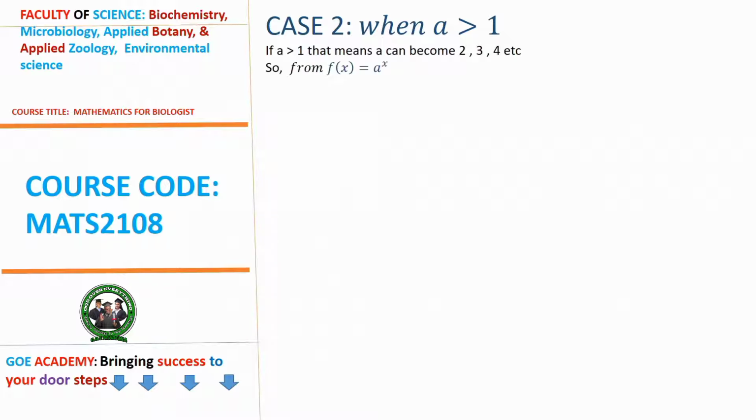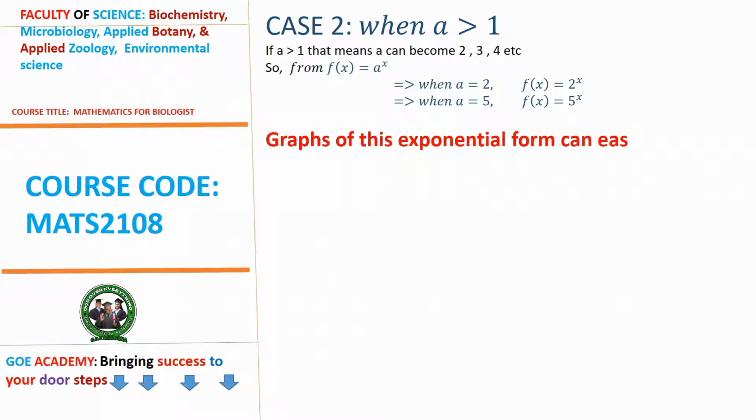From f(x) = a^x, what happens? Let's say, for example, the value of a is equal to 2, then f(x) = 2^x. We have just replaced a by 2. If a becomes 3, the function becomes 3^x. If it becomes 5, then the function becomes 5^x, and so on. Functions of this form can easily be sketched.